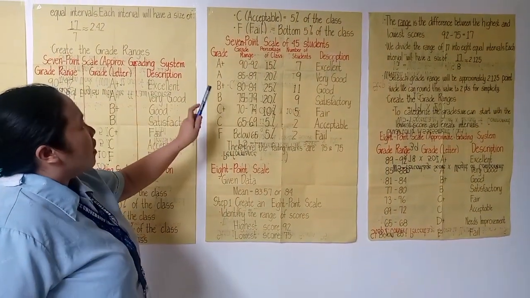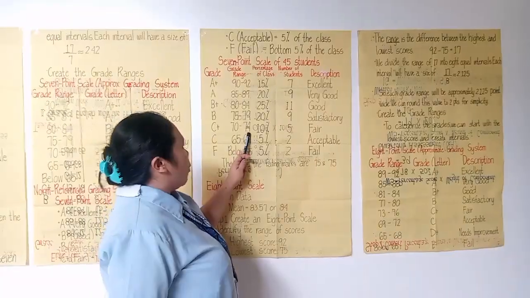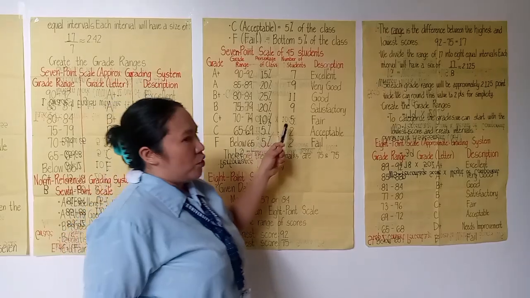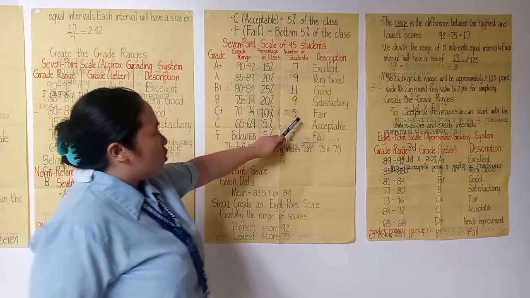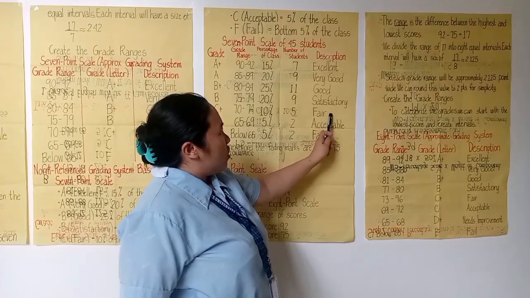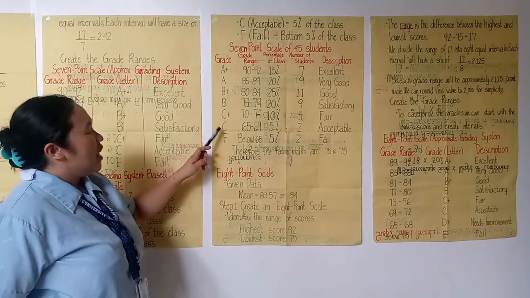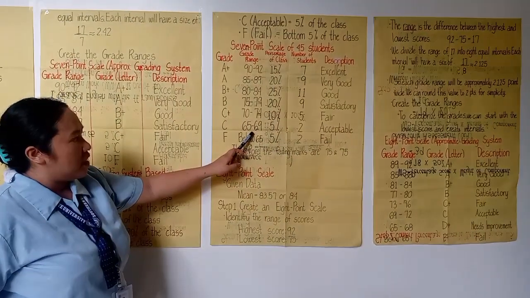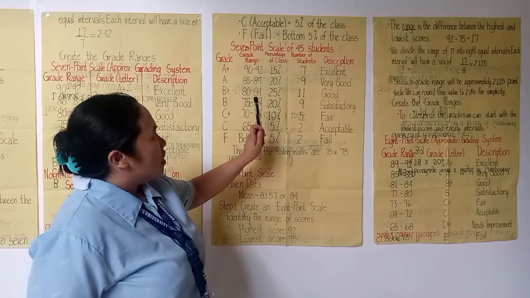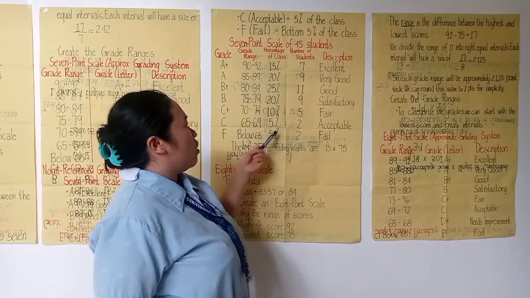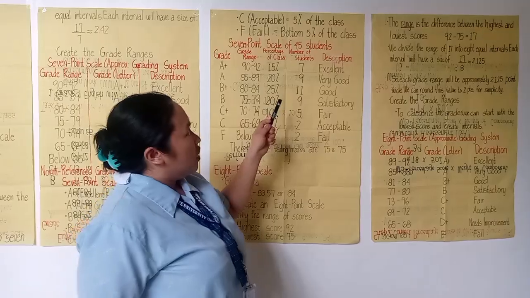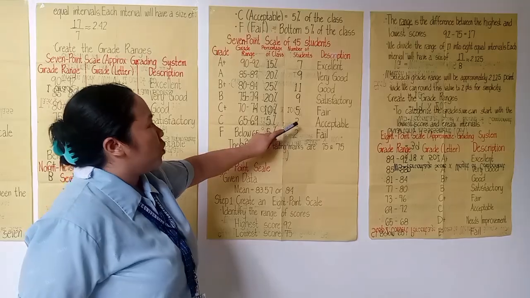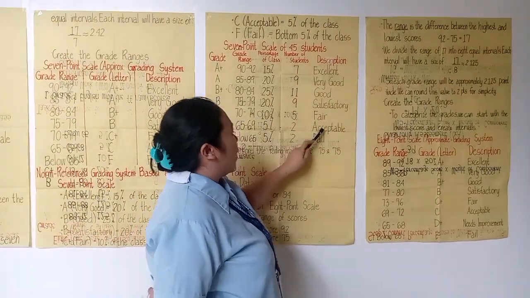And C plus, grade range between 70 to 74, which has 10%. So 10% of 45 students is equal to 4.5. So rounding up, it becomes 5 students, which is fair. And then grade C, grade range between 65 to 69, we have allocated 5%. So 5% of 45 students is equal to 2 point something, and we round down to 2. It is described as acceptable.